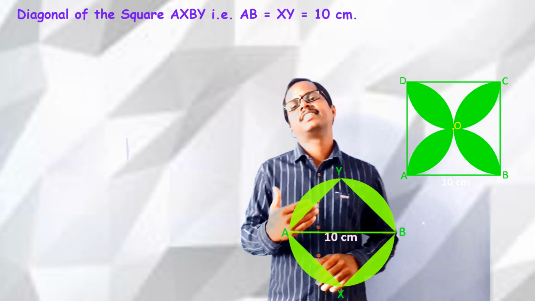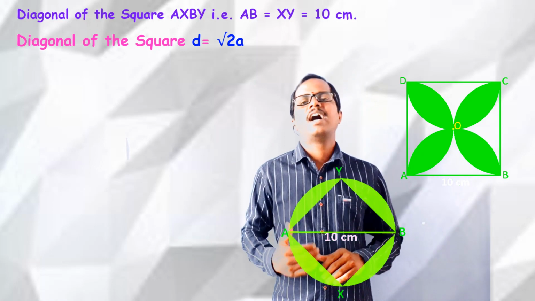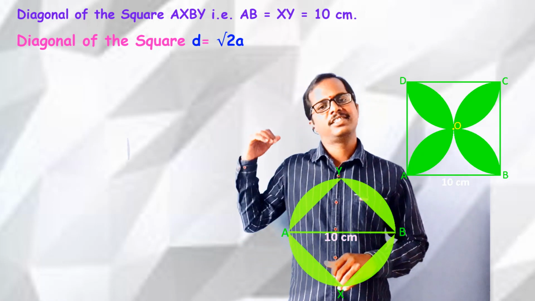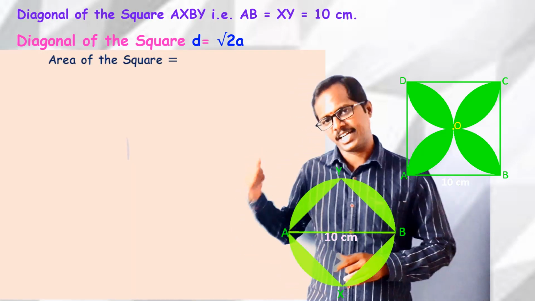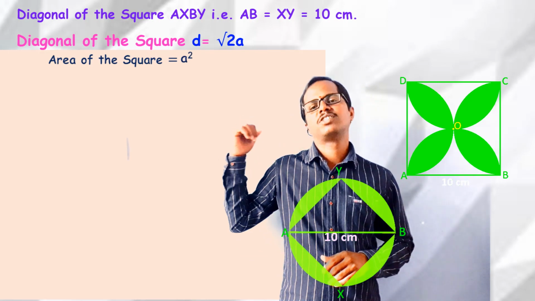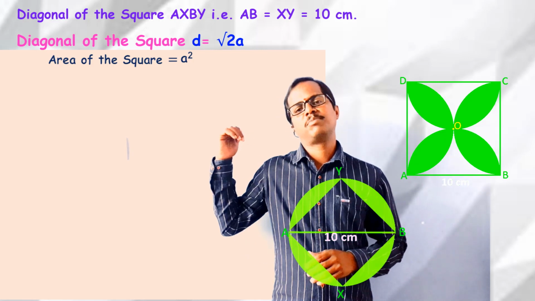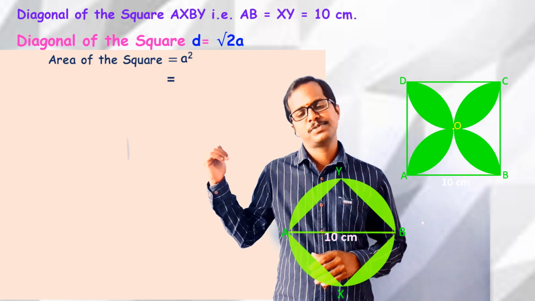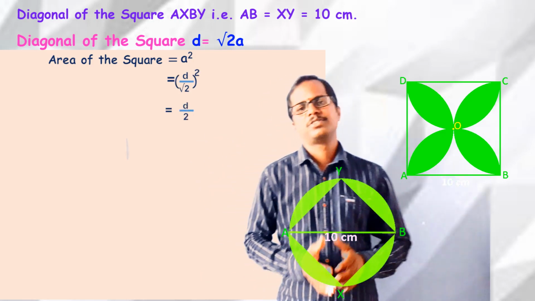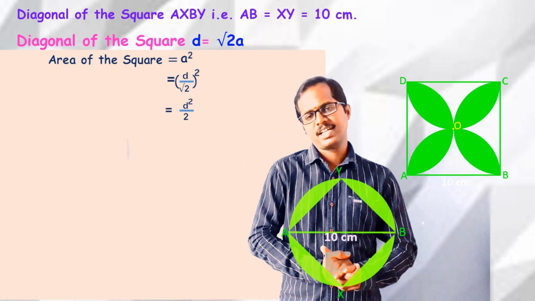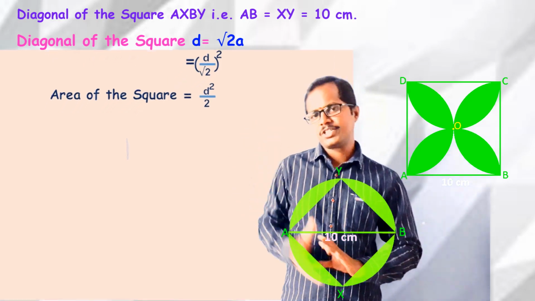The diagonal of the square is root 2 times its side. That is, the relation between the diagonal and the side of the square is d equals root 2 times a, where d is the diagonal of the square and a is the side of the square. Now from this we get a equals d by root 2. So if we substitute d by root 2 in place of a, we get the area of the square as d square by 2. So when we know the length of the diagonal of the square, the formula for finding the area of the square is d square by 2.